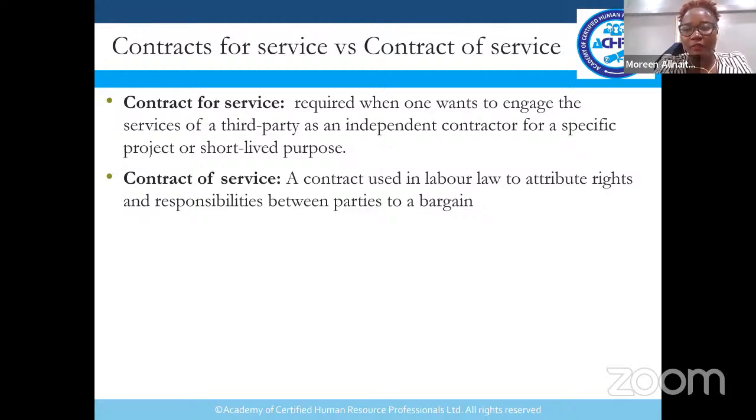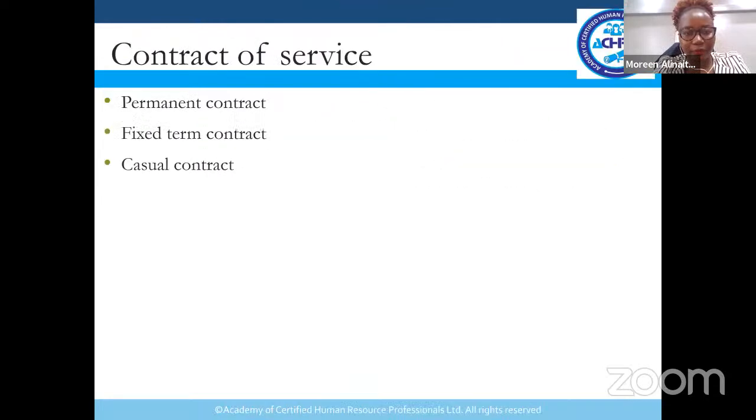In case you have a question, you can put it in the chat box, and then we will tackle those questions in the Q&A session later when we finish this presentation. So we are now moving on to contracts of service, the different types of contracts of service.